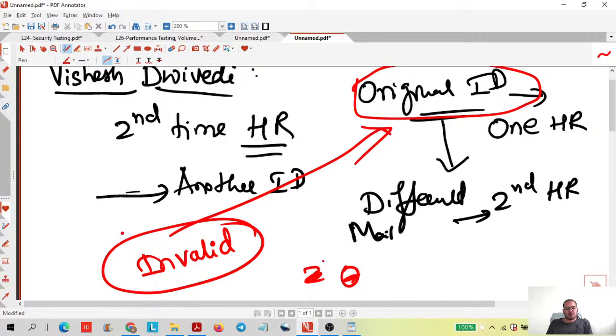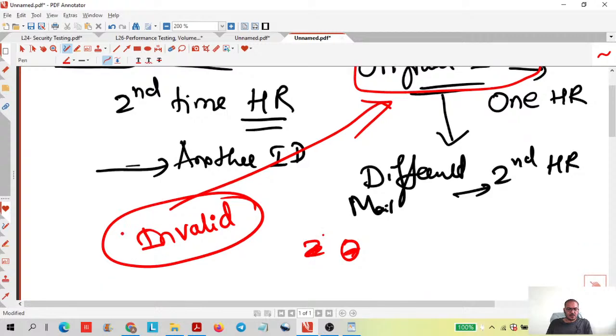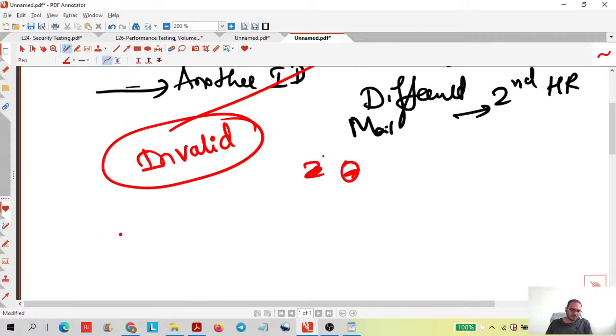Original means you have done your test with this particular mail ID. Using the link of the first mail, it is showing that I completed the HR assessment, but in the second mail, I gave my mail ID and it says invalid. In one mail, it is taking only one ID at a time.